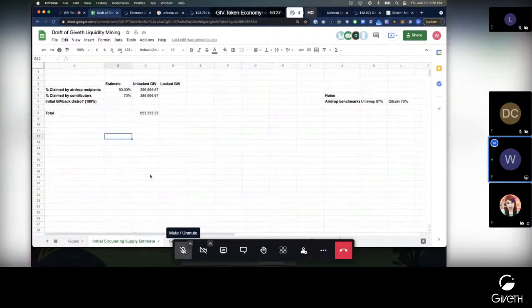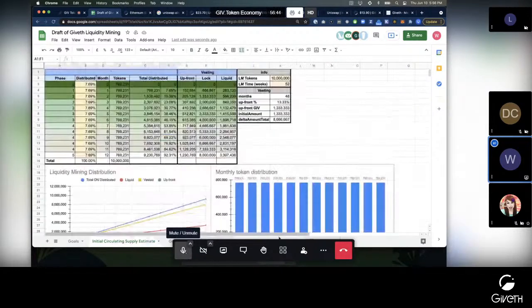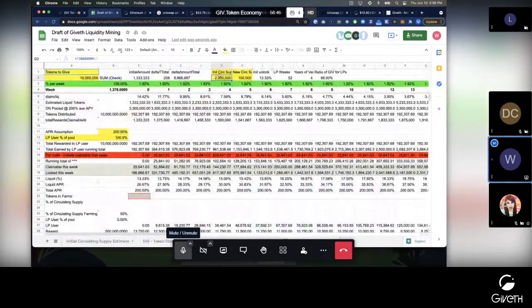So after this, we'll figure out what the initial circulating supply is, and then we'll need to figure out an estimate of each week how much new supply is going to be entering, how much new give is going to be entering the supply.